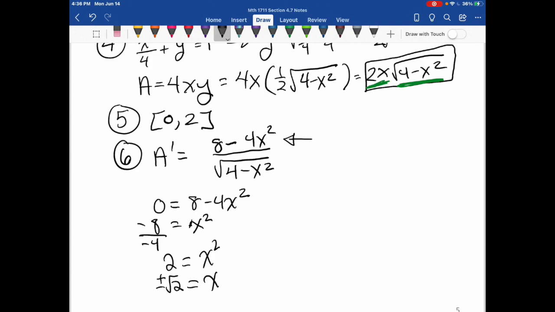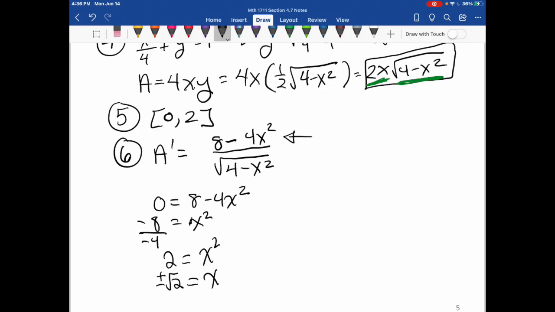So we're not going to consider the critical point negative square root of 2. We're only going to consider the positive square root of 2. Now let's look to see where the derivative could be undefined. To see where the derivative is undefined, you're looking to see what makes the denominator 0. And the only value of x on our interval from 0 to 2 that makes it undefined is if I plug in 2.